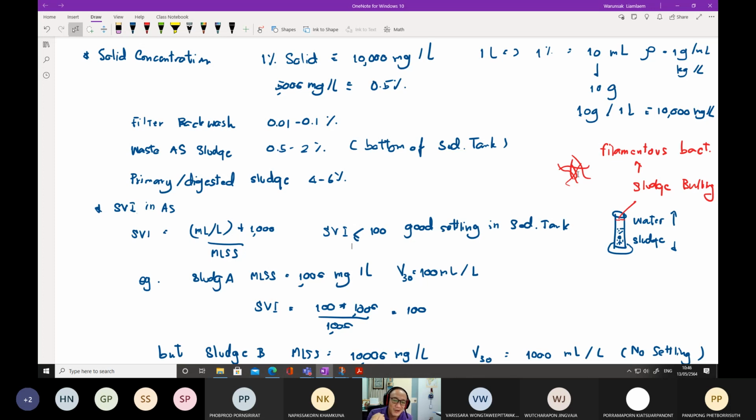But at the end, when we release the applied force, it becomes fibrous again, and it's really difficult to settle to the bottom of the chamber. So it will just float. This kind of floating phenomenon we call sludge bulking, caused by the growth of filamentous bacteria.